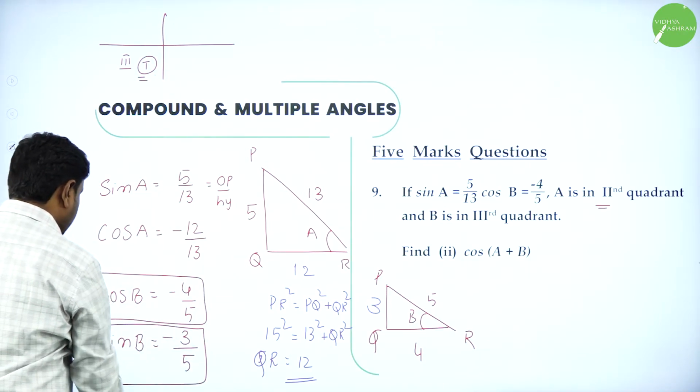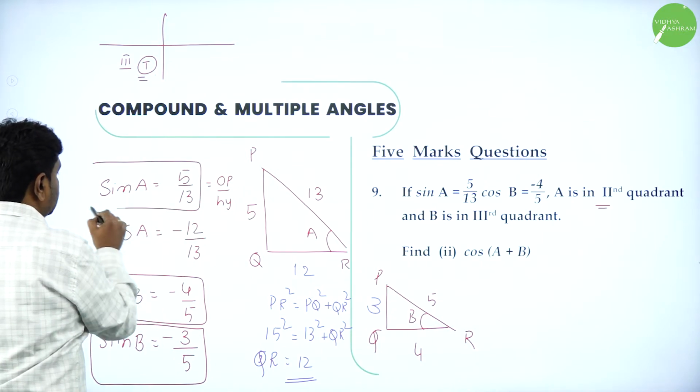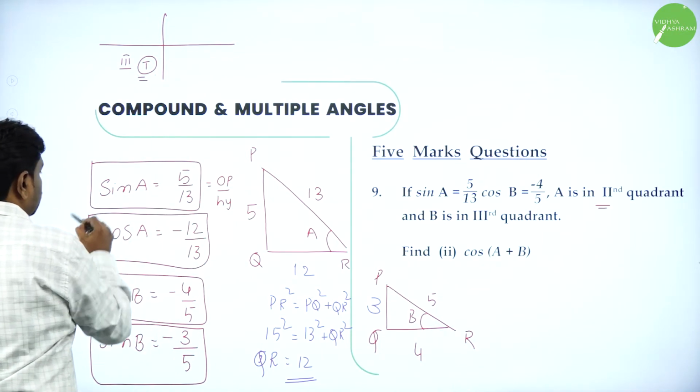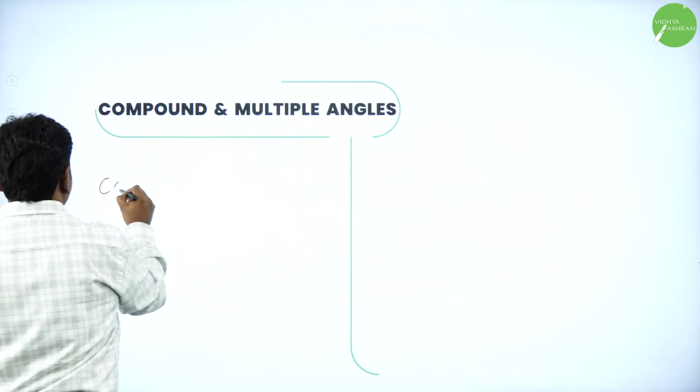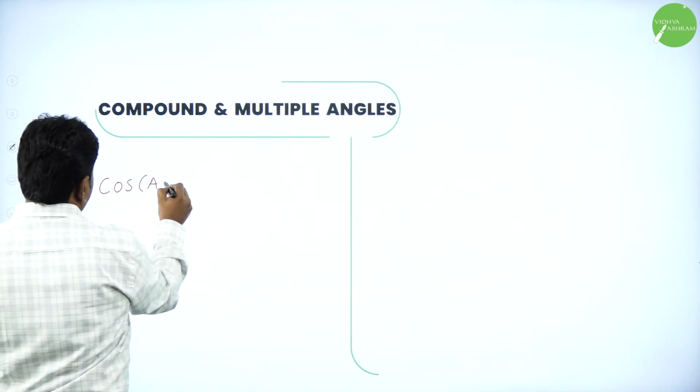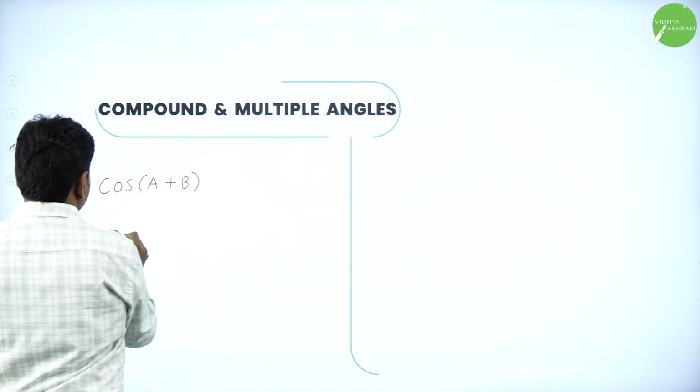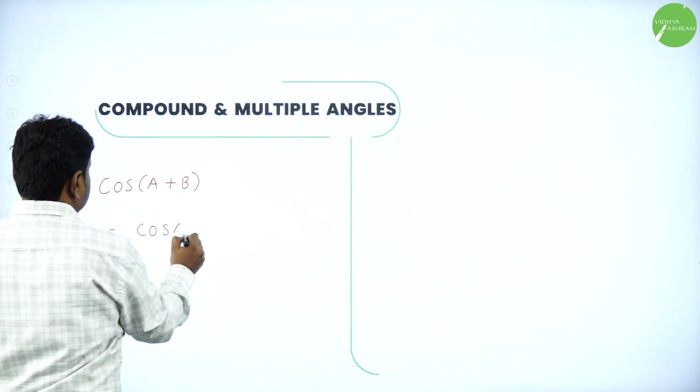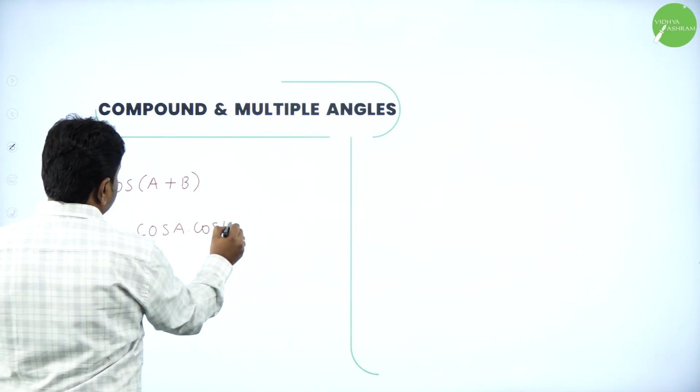So cos B they give. Sin B you got. So now cos A, sin A they give. Cos B you got. Now they want cos of A plus B. What is cos of A plus B? Cos of A plus B is cos A cos B minus sin A sin B.